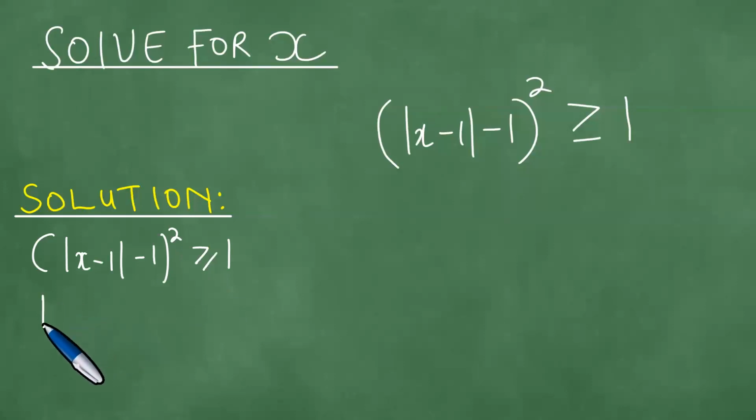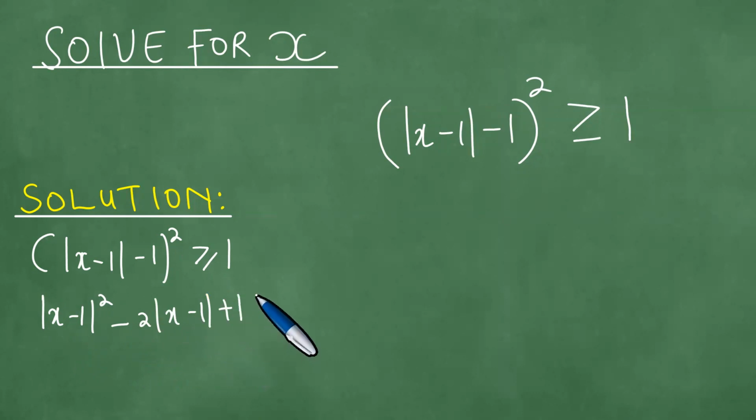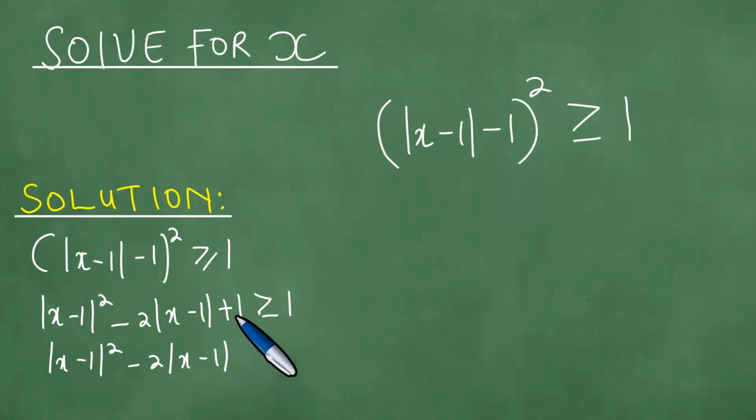We square this, getting (x minus 1) squared minus 2 times (x minus 1) plus 1 is greater or equal to 1. And this is (x minus 1) squared minus 2 times the modulus of x minus 1, like so. The 1 minus 1 gives us 0, and this is greater or equal to 0. Right, and we have got this, and we proceed from here.